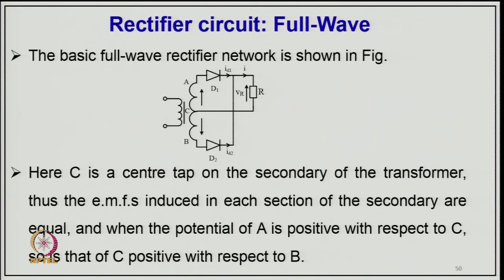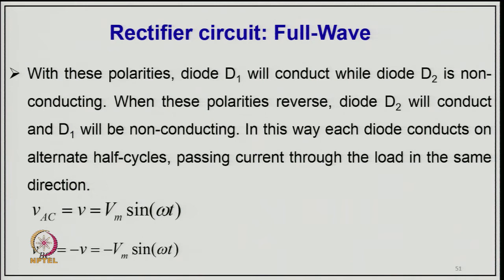So, the basic full wave rectification network you can see here: the primary has one winding and the secondary has two windings with the center tap, and this is how the rectification works. Here you see the center tap on the secondary of the transformer, and thus the EMF induced in each section of the secondary is equal. When the potential of A is positive with respect to C, so that C is positive with respect to B, with this polarity diode D1 conducts while D2 is in the non conducting state, and when the polarity reverses, diode D2 conducts and D1 will be non conducting. In this way the diodes conduct on alternate half cycles, passing current through the load in the same direction.